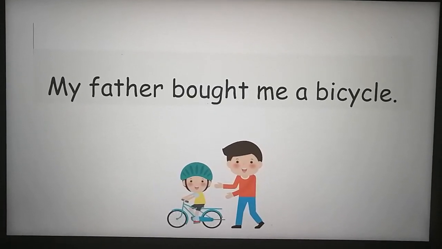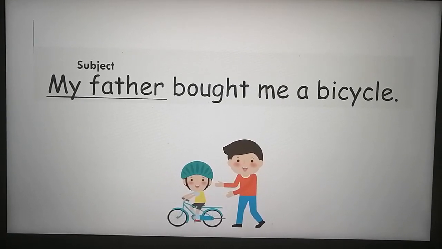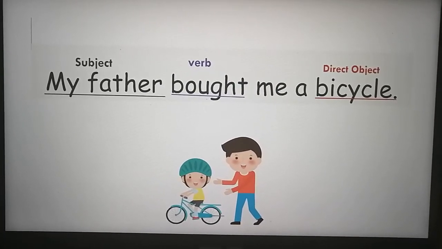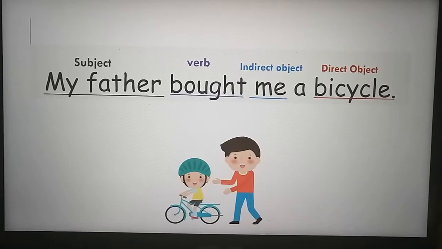My father bought me a bicycle. Father is the subject. Bought is the verb. The direct object is a bicycle, and the indirect object is me.